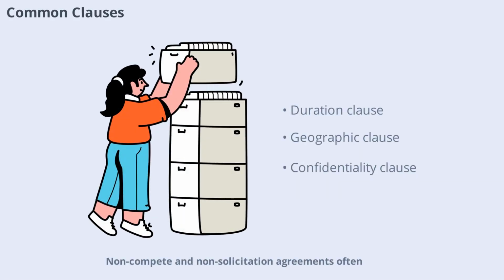Non-compete and non-solicitation agreements often include specific clauses outlining the restrictions. These may cover the duration, geographic area, types of businesses, and prohibited actions. Some agreements also include confidentiality clauses, ensuring sensitive information remains protected. Reviewing these clauses carefully is essential, as each can affect your future opportunities. Next, we'll look at examples of typical language used in these contracts and what to watch for.